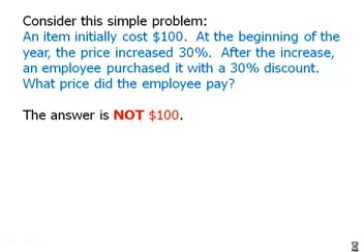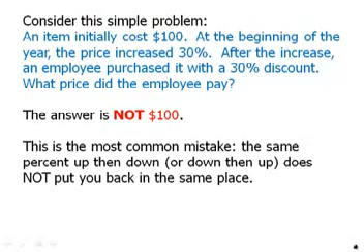The first thing I'll say is that the answer is not $100. That is the trap answer. That is the predictable mistake answer. More than half the people who take the test will guess that, and they will be wrong. That is the most common mistake in this whole subject. The same percent up and then down, or down and then up, does not put you back in the same place. People think, oh, a 30% up, 30% down, they cancel. They absolutely do not. You do not wind up back in the same place.